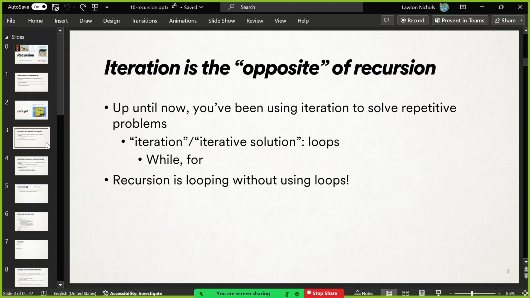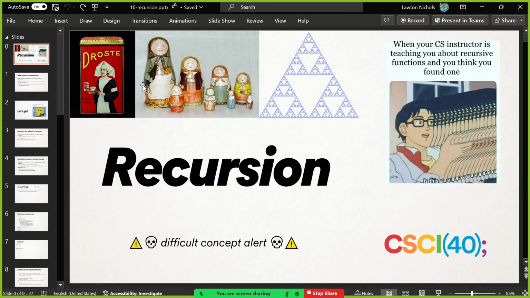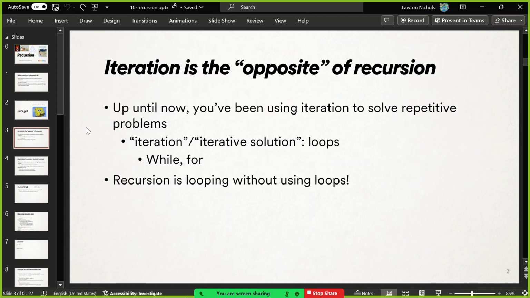Alright, so let me first talk about the opposite of recursion. That's called iteration, alright? Up until now, recursion solves problems like a loop does almost. Recursion solves repetitive things, like you can find the same thing inside of itself. You're doing the same thing a bunch of times. So the other way you can do the same thing a bunch of times is to use a loop, right?